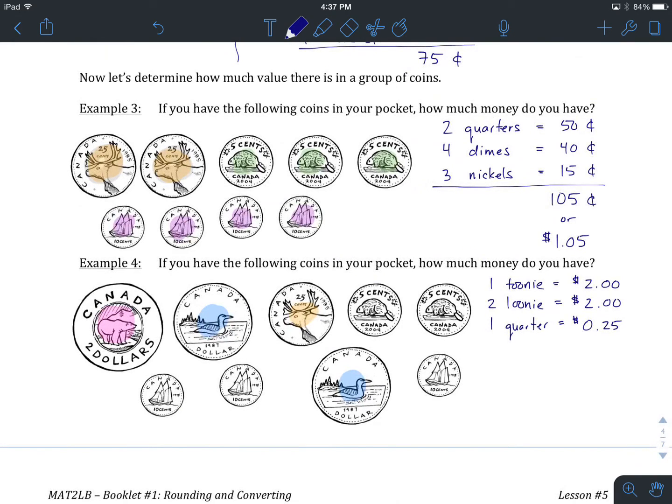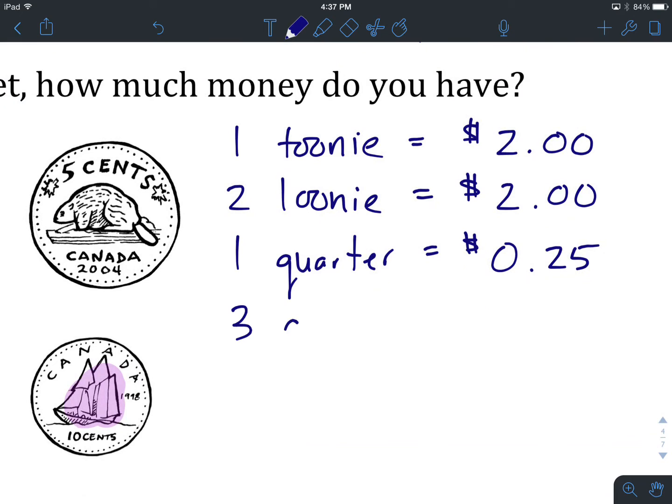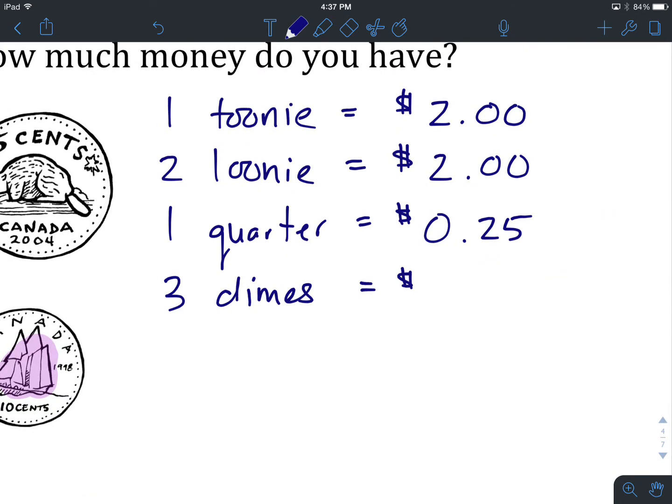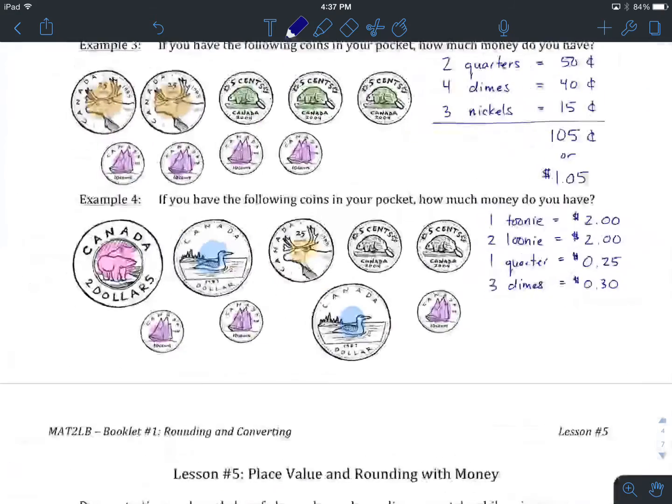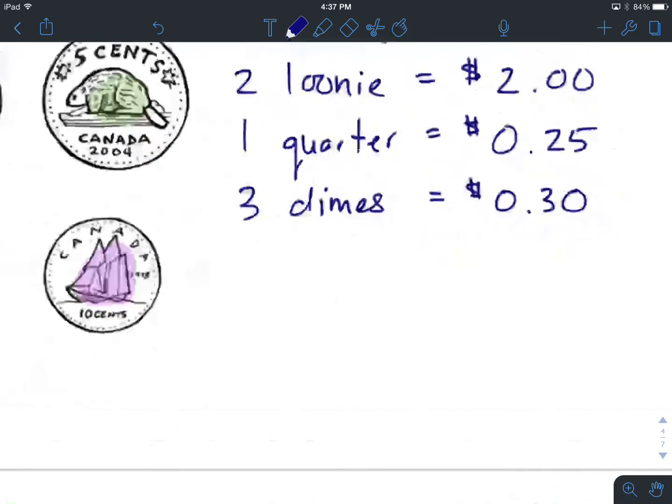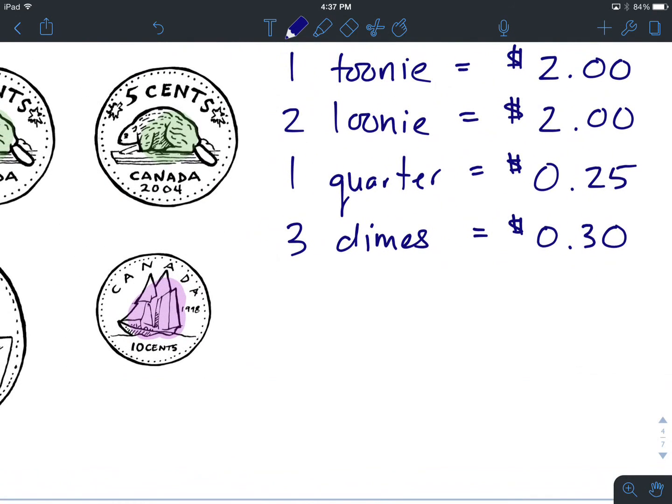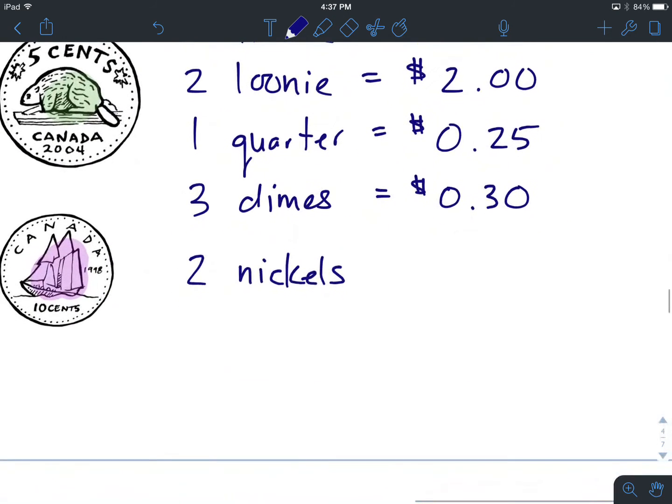Let's go back. Next up, dimes, if we've got them. Let's go find the dimes. There's 1, 2, 3 dimes. So 3 dimes. Each dime is worth 10 cents, so that's going to give us 30 cents, or $0.30. And last but not least, we have nickels. We've got 1, 2 nickels there. So 2 nickels, and with our nickels, we get 0.10. And again, we're going to add these guys up together.